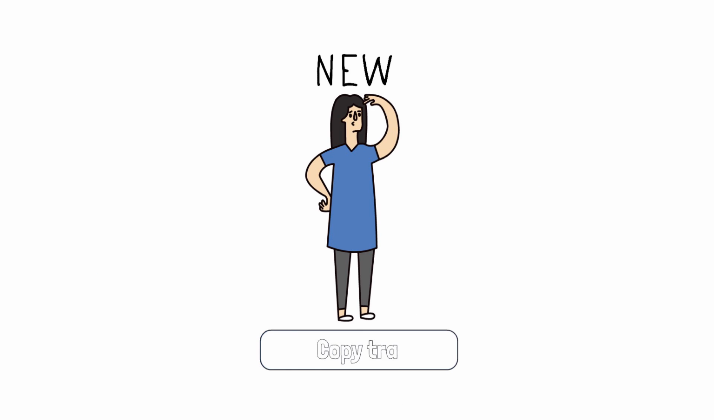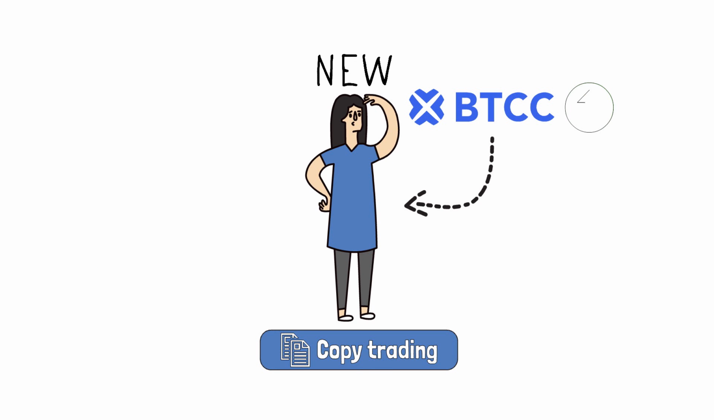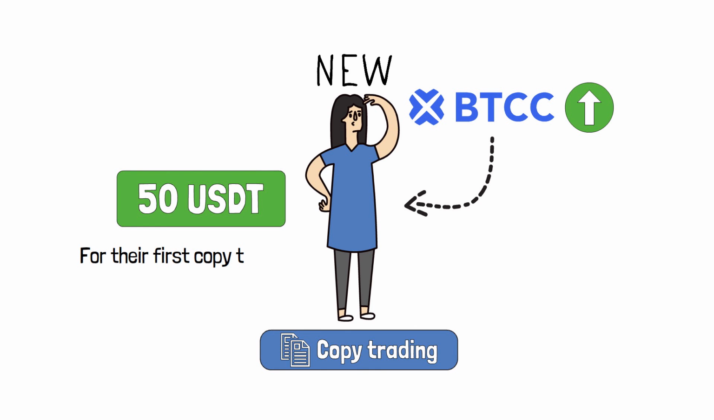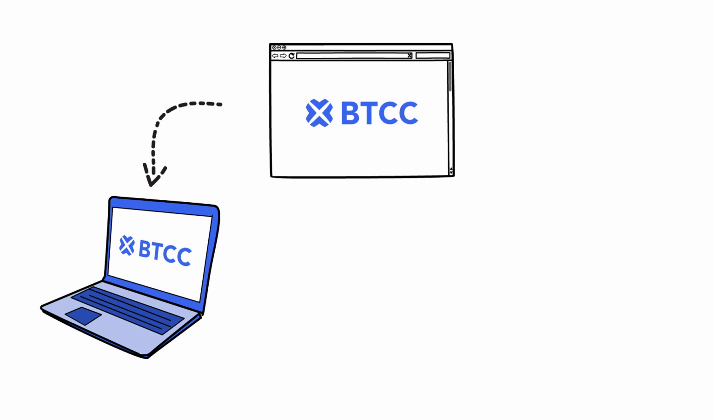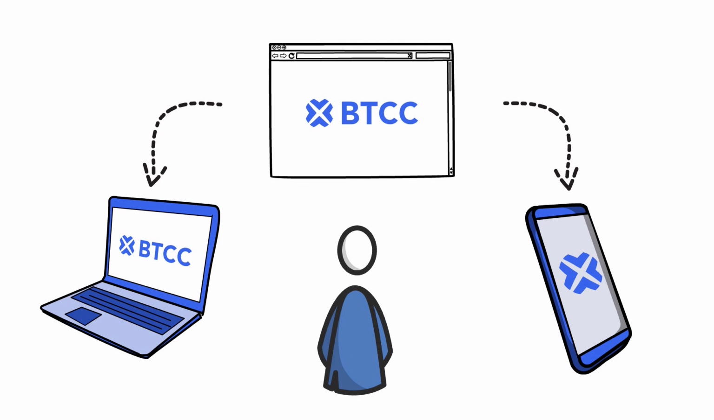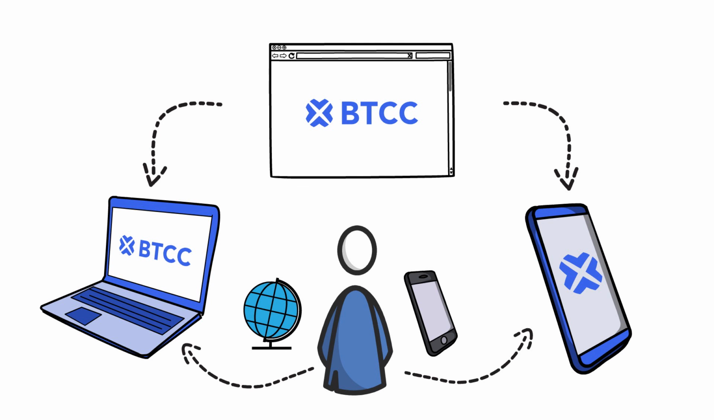This level of detail makes it easier to find someone whose trading style and risk level aligns with your own. And for those of you who are completely new to copy trading, BTCC offers a little extra incentive. New copy traders can actually enjoy up to 50 USDT coverage on their first copy trades. It's like a little safety net to help you get started without as much initial risk. Last but not least, the BTCC platform is available on desktop and mobile app. So, no matter where you are or what your device preference is, you can access your crypto investment with ease.